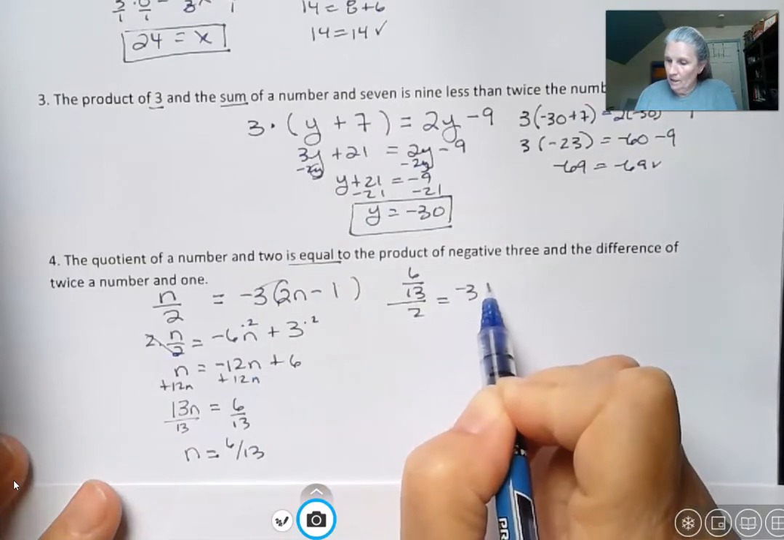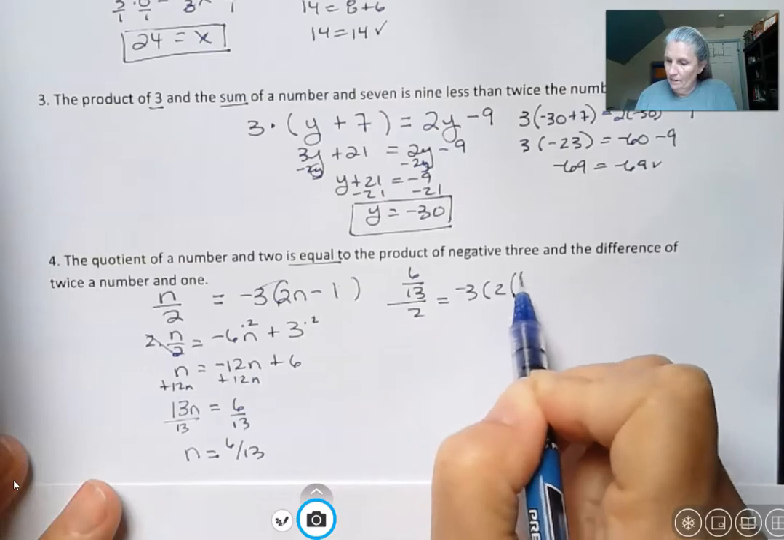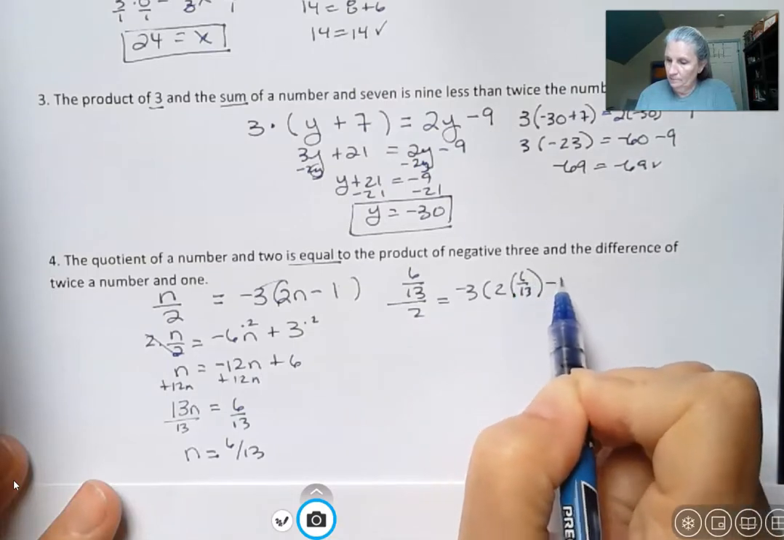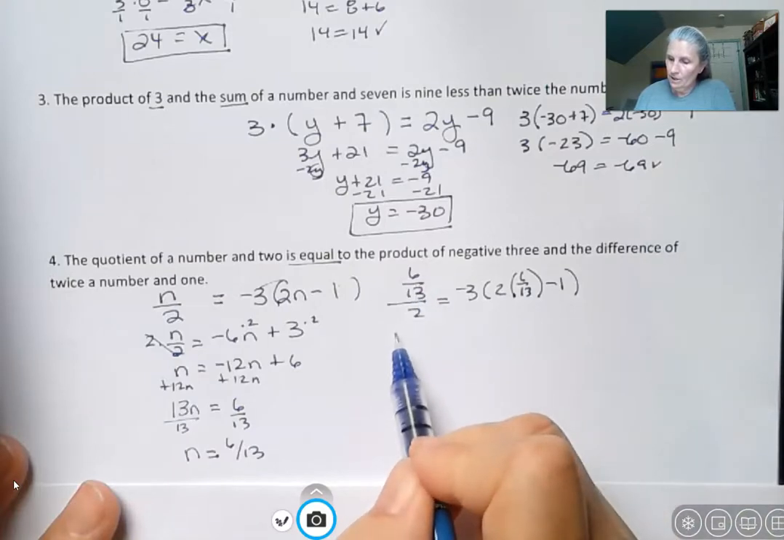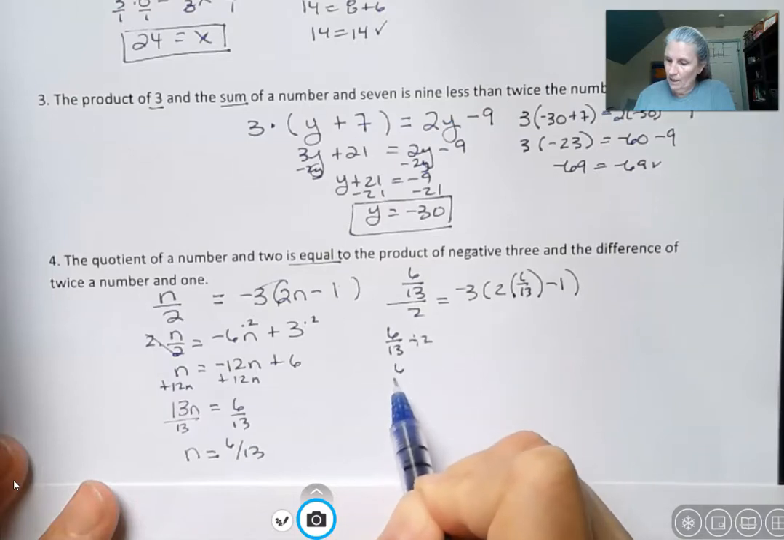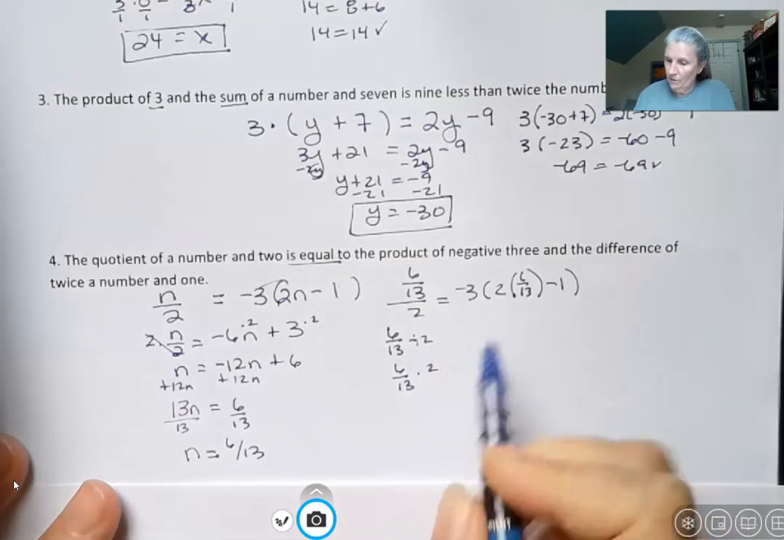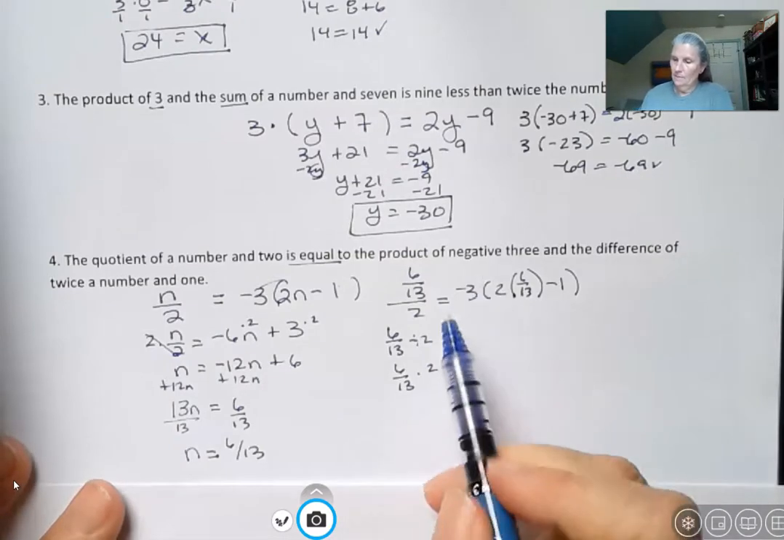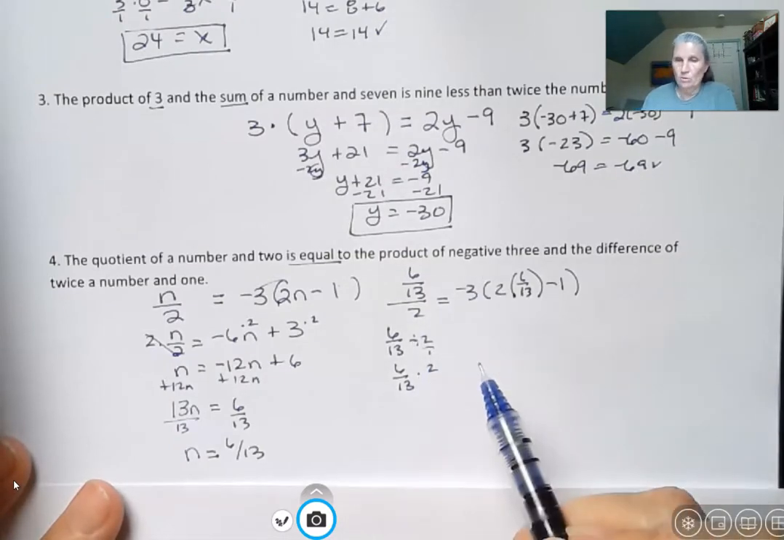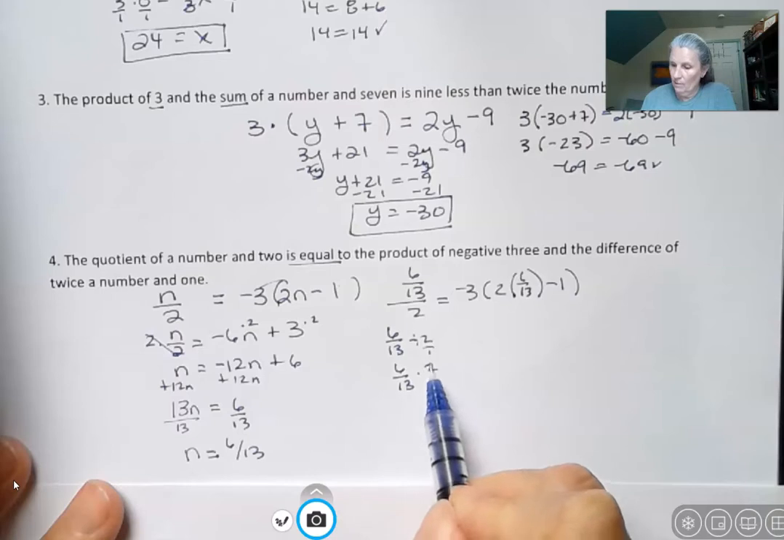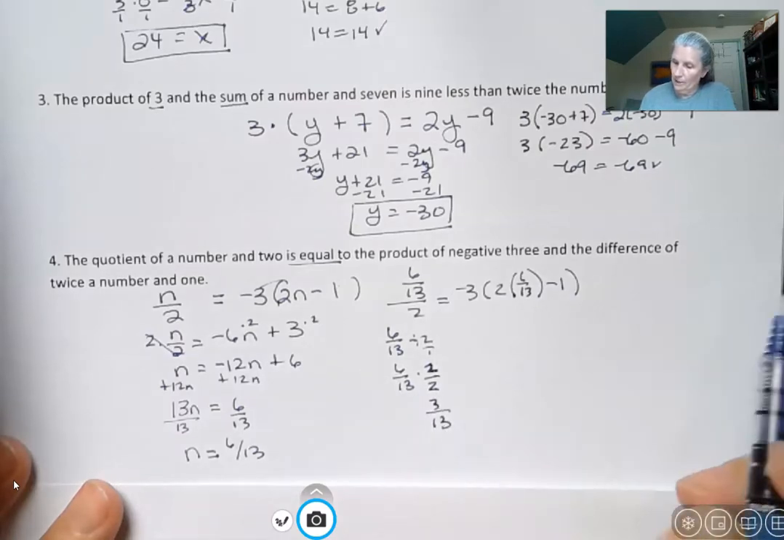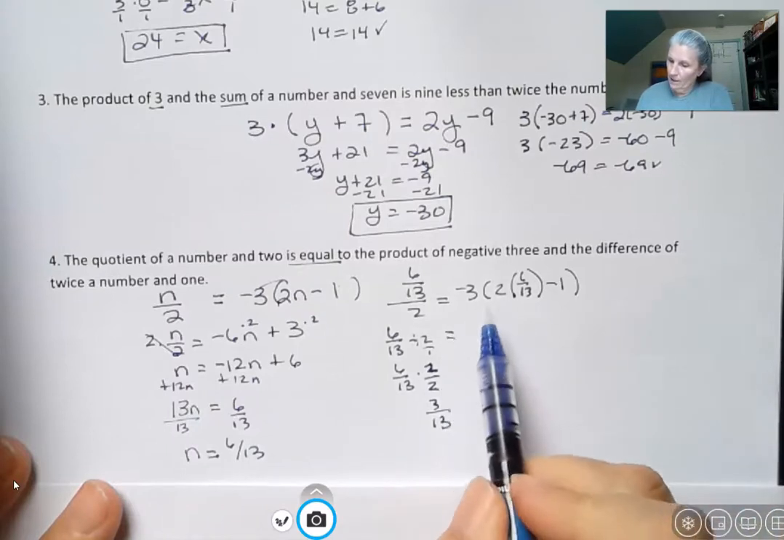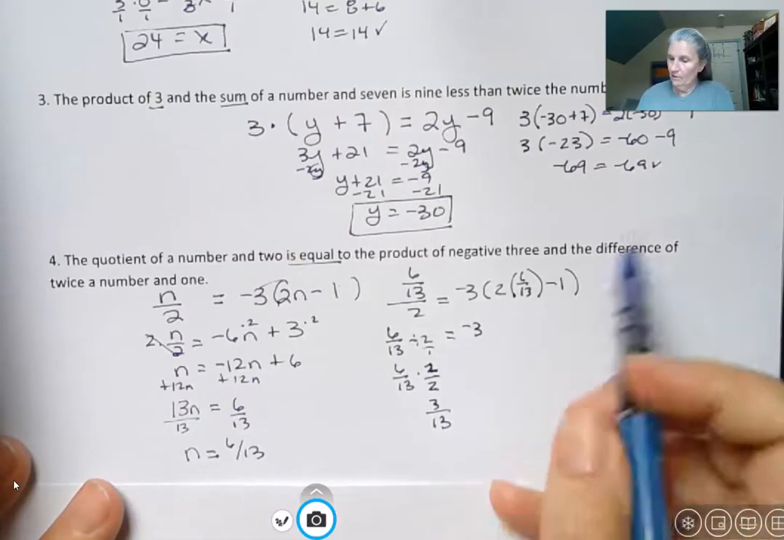I have 6/13 divided by 2, and then minus 1. Well, when I divide by 2, I'm going to actually multiply by 1 over 2, since 2 is like 2 over 1. And that gives me 3 over 13. Okay, that's that side. Now the other side, I'm going to just leave this -3 out here for a second.